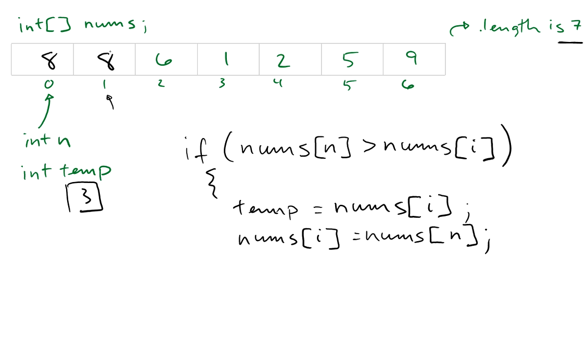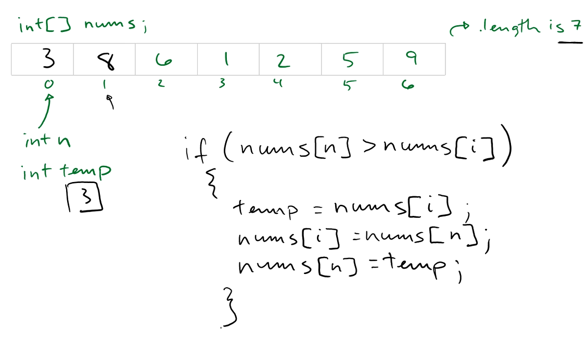And then I'm going to say one more thing. I'm going to say that nums at n equals the temp value. So that will take this 3 and put it in this first location.